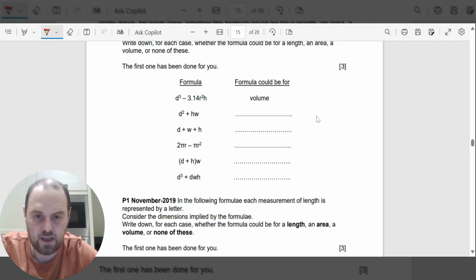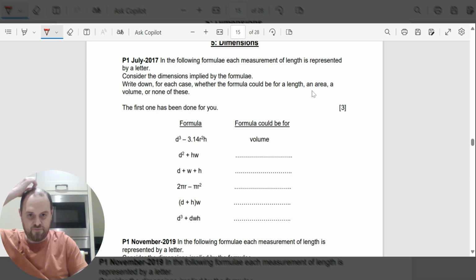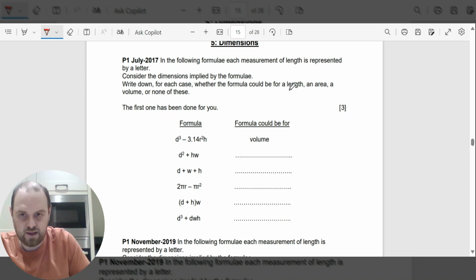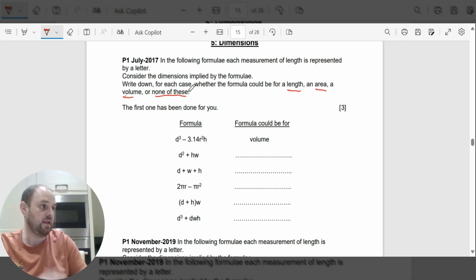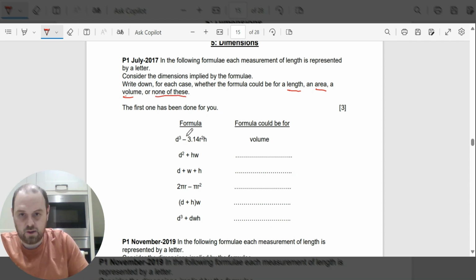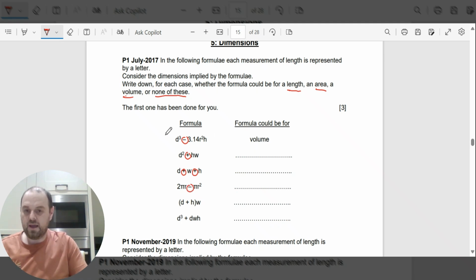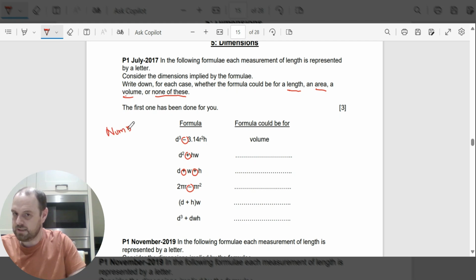Right. If you see something that looks like this, it's weird. I've seen some people write that you've either got to write length, area, volume, or none of these. Now, here's the deal. The rules are this. These pluses and minuses, they split things up. What we're going to do is cross out numbers, ignore them, and cross out any reference to pi, because pi is a number.